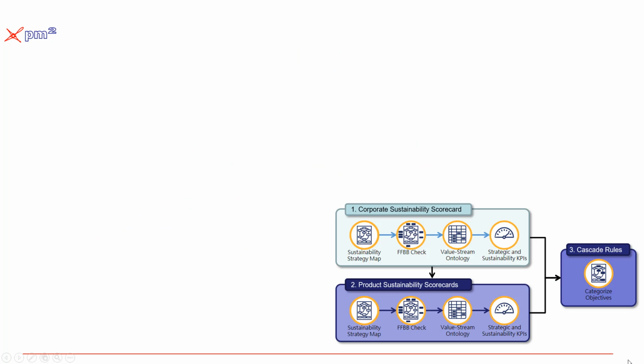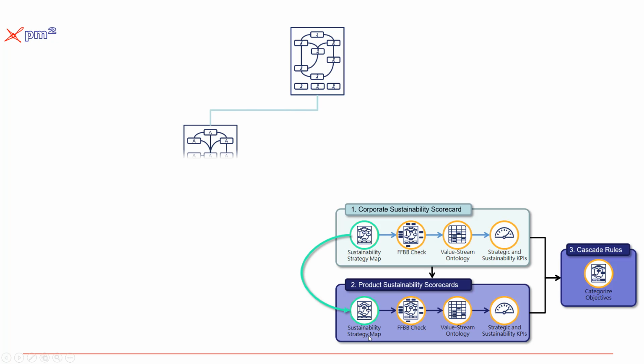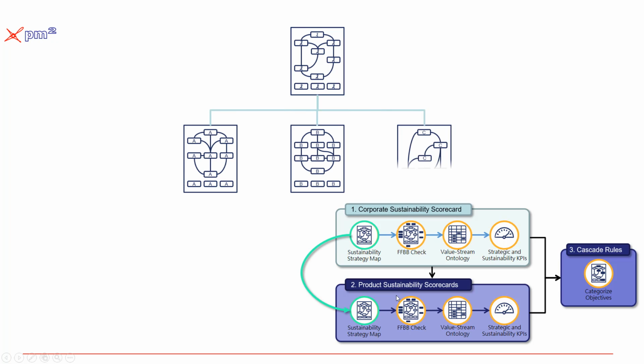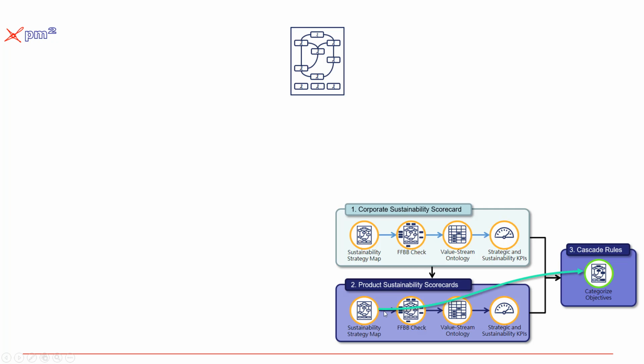Let's go back to that work plan. Remember, step one was to build that corporate level strategy map. From there, we're going to go build the product sustainability strategy maps. The third step is, once we've built those two, to go off and understand what the cascade rules might be.